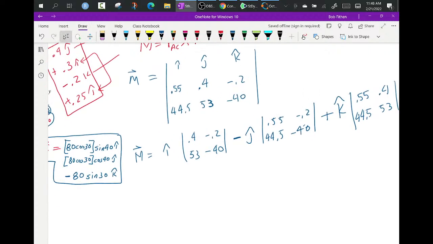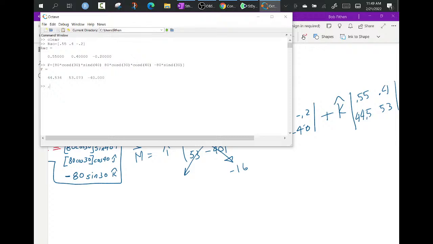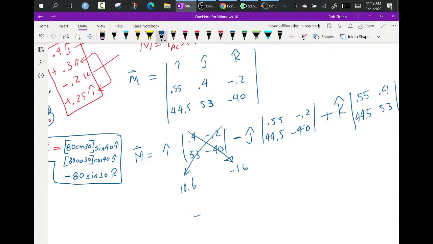Now, I'm going to do one of these, but I'm going to show you something in MATLAB in a second. So if I look at the first component, that is minus 16, I think. And this is a minus 0.2 times 53, and that's about 10.6. So in essence, I get about minus 5.4 roughly.